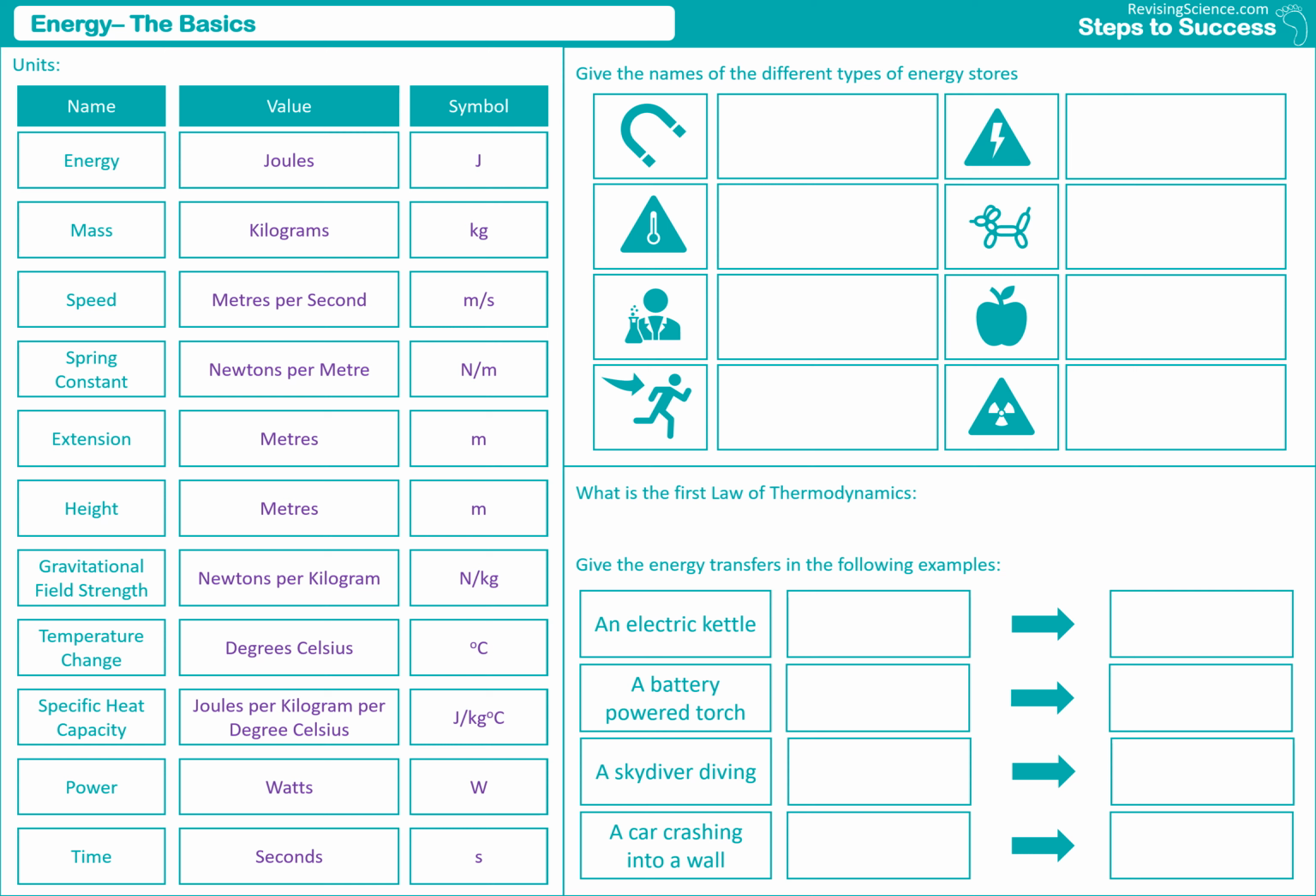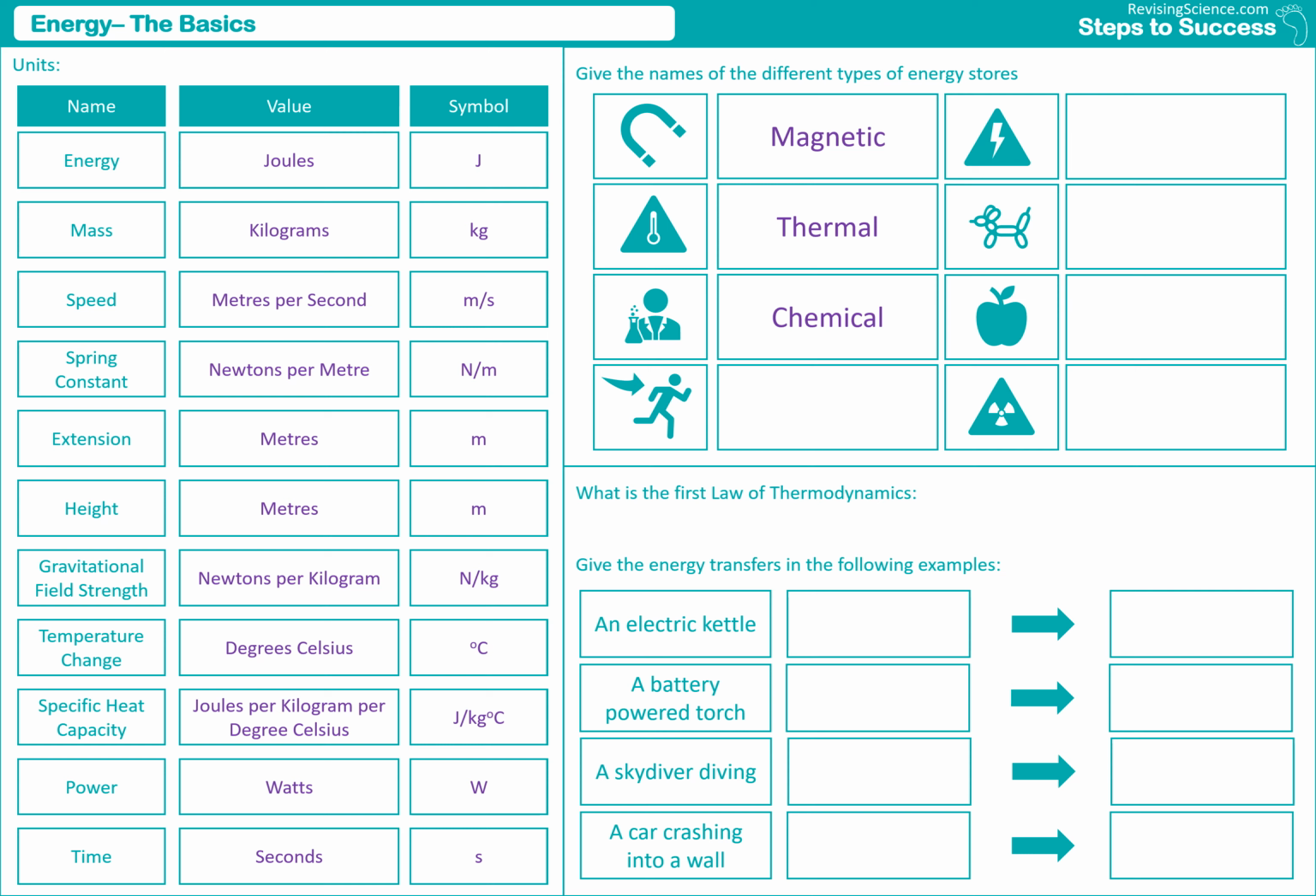You also need to know the names of the different types of energy stores. For example, there's magnetic, which is the energy stored when repelling poles have been pushed closer together, or when attracting poles have been pulled further apart. There's thermal energy, or internal energy, which is the total kinetic and potential energy of the particles in an object, and in most cases this is the vibration of the particles.